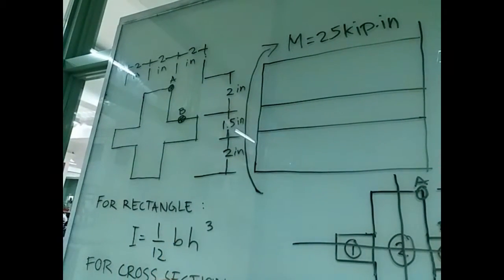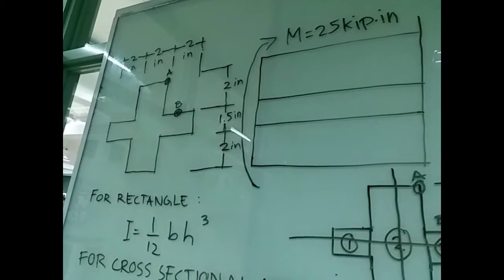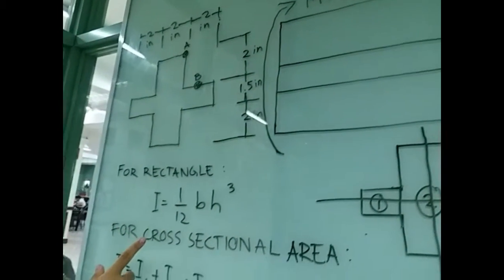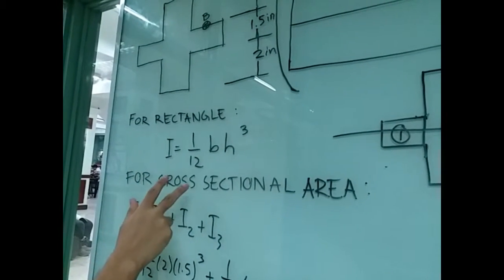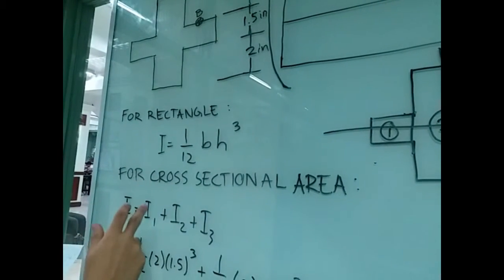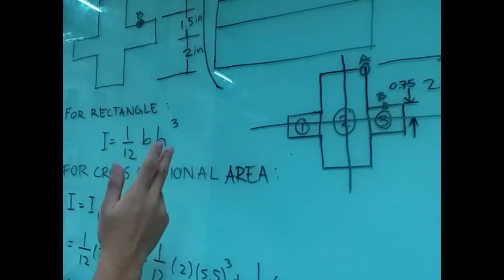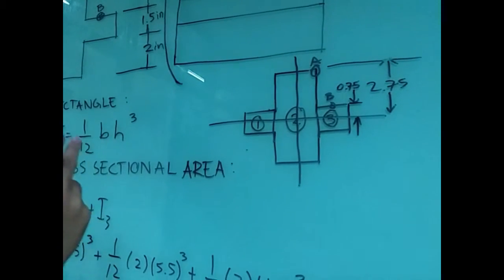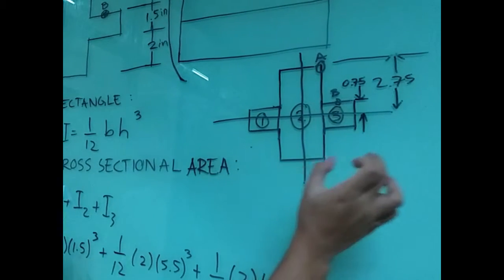We have a bending moment of 25 kilopound inches. And the formula for getting the moment of inertia of a rectangle is 1/12 base times height raised to cube. And to get the moment of inertia of this figure, first we need to cut this figure into 3 rectangles.